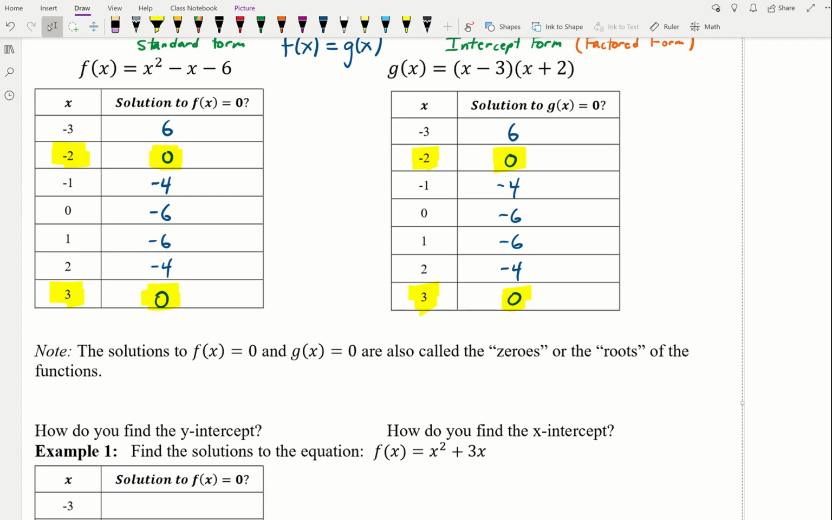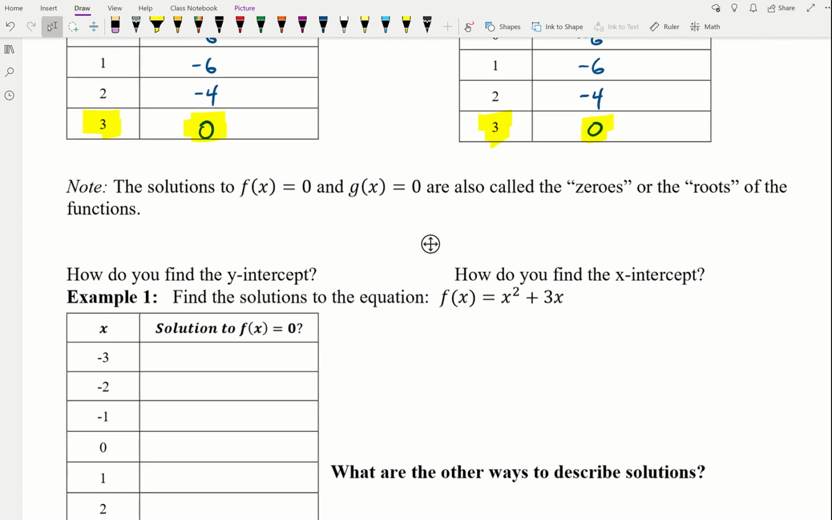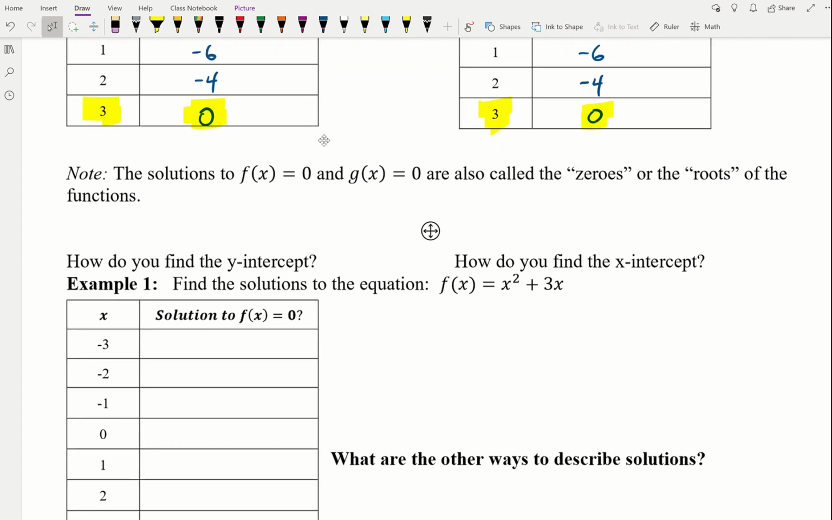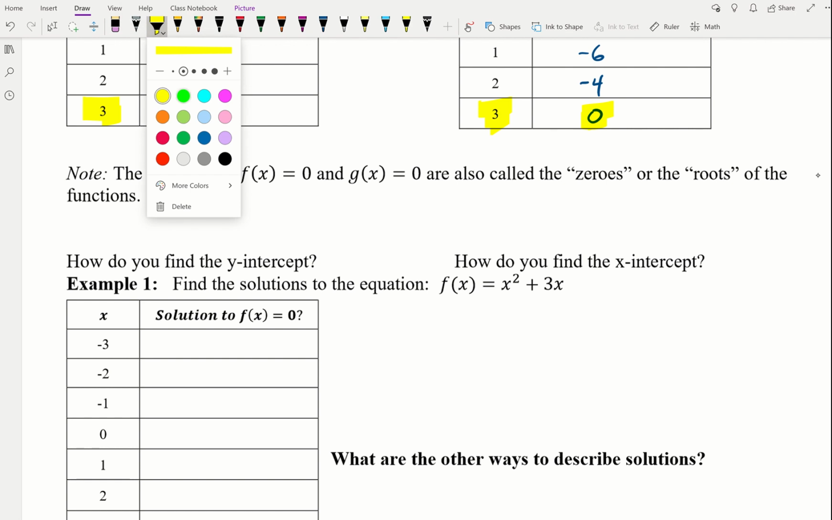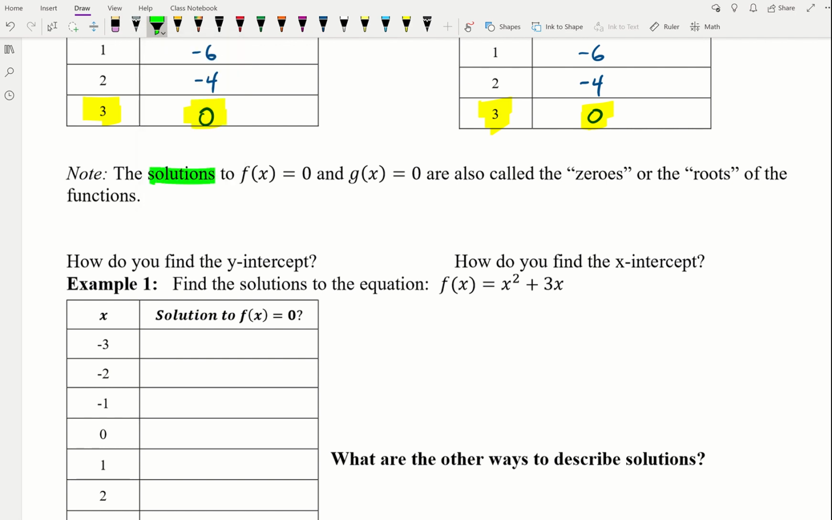So we have something down here. It says that the solutions to f of x equals 0 and g of x equals 0 are also called zeros or roots of the function. So again, we have that relationship that there's certain words that mean the same thing: solutions, zeros, roots. But then also x intercepts falls in there too, because that's what those look like on a graph.